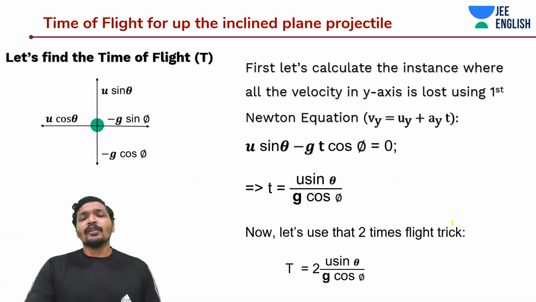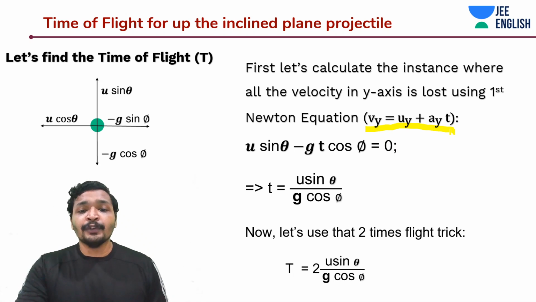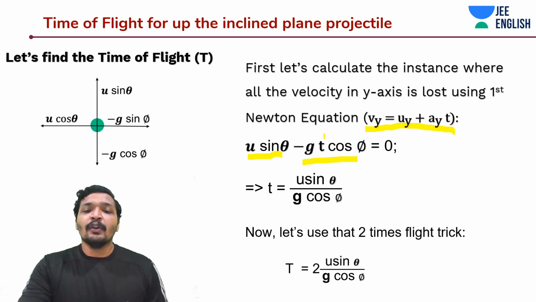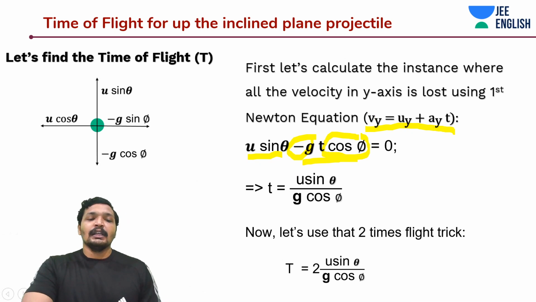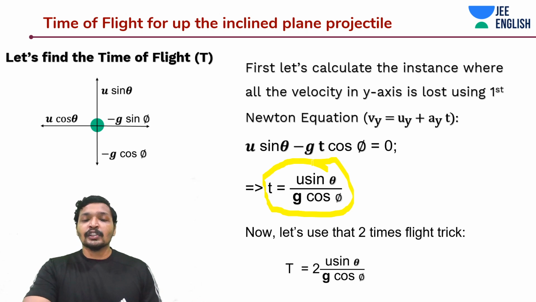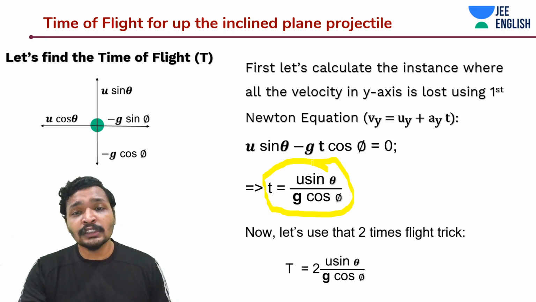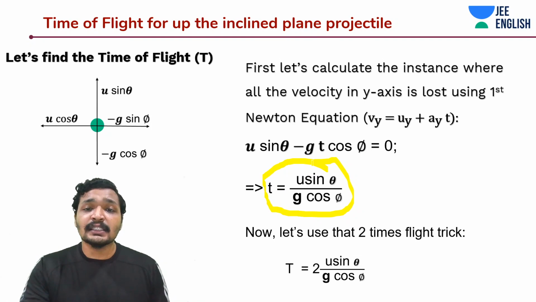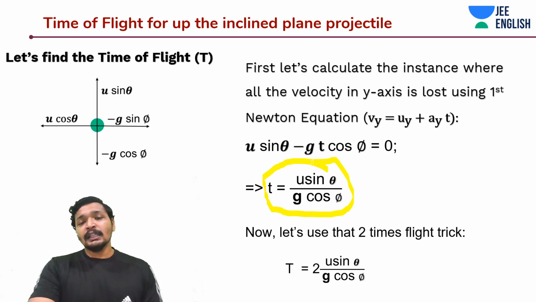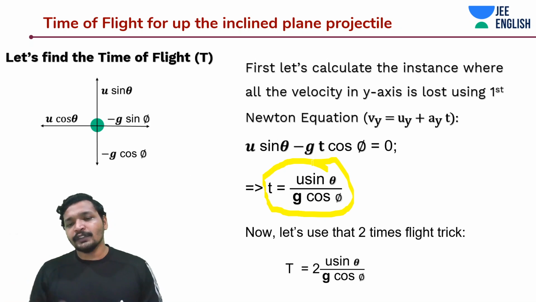Really simple. So now the first thing is time of flight as usual, the easiest one in this case. You apply the equation Vy is equal to Uy plus Ay t, which is the first Newton's equation of motion, and you substitute u sin theta minus g t cos phi is equal to 0. Why minus g cos phi? Because of the minus y-axis. That makes the time of flight t is equal to u sin theta by g cos phi, where theta is the angle of launch with respect to the inclined plane and phi is the inclination, or slope, of the inclined plane.